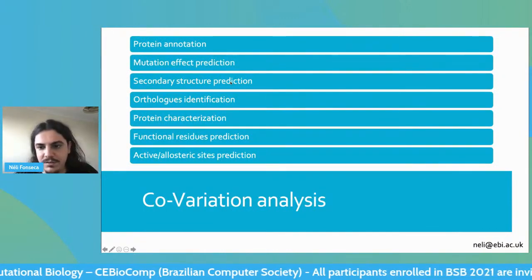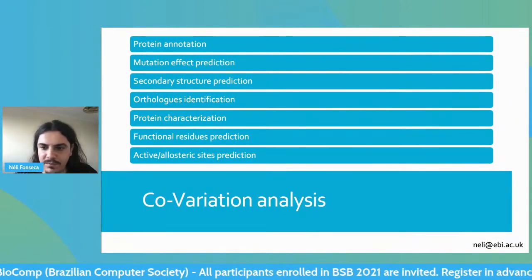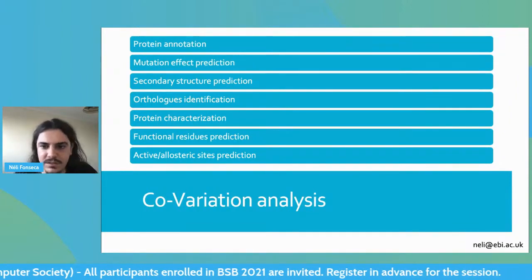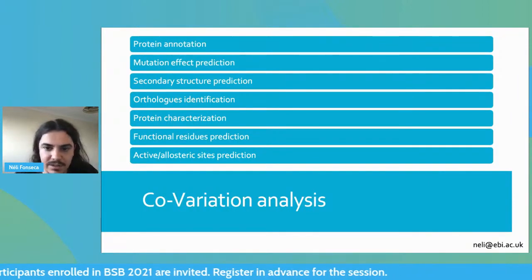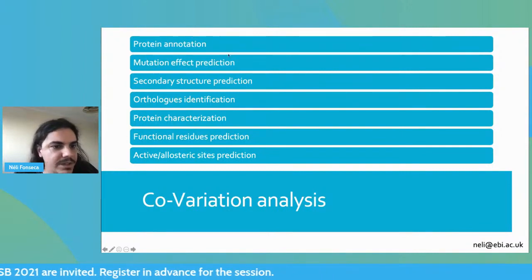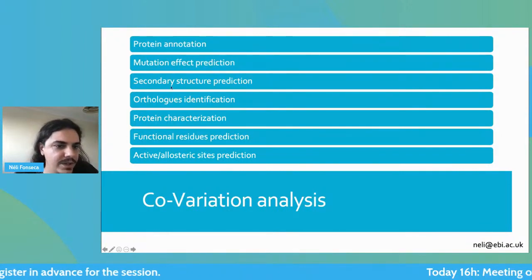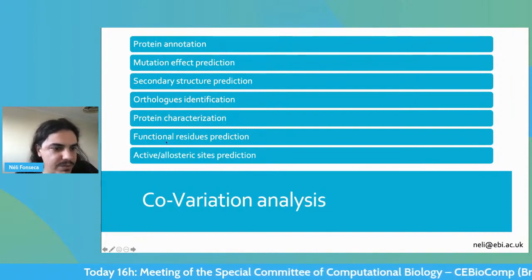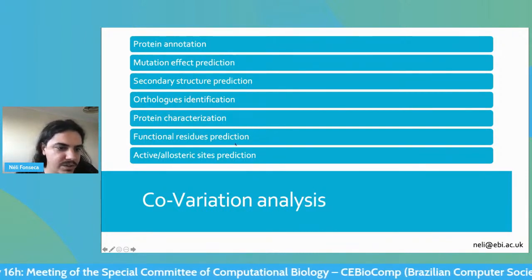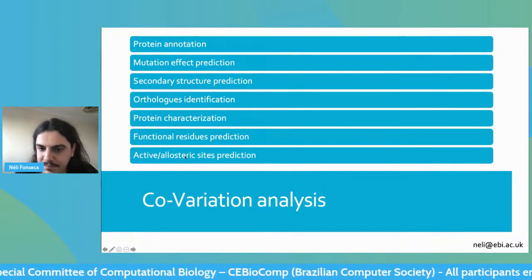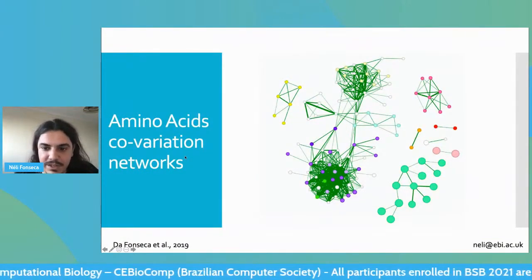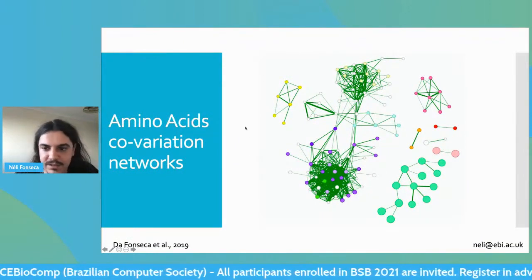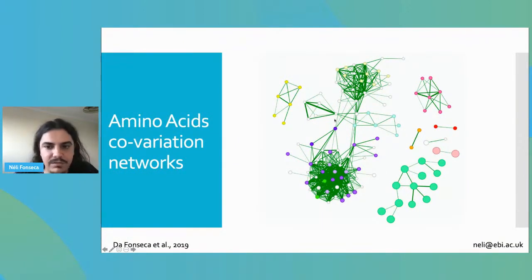Due to these characteristics, to find features related to specificities in alignments, covariation analysis can be applied in many problems like protein annotation, mutation effects prediction, determination of secondary structure, orthologous identification, protein characterization, functional residues prediction, and prediction of active and allosteric sites. And when we link each pair of residues by their tendency of co-occurrence, we have what's called the covariation networks, the amino acid covariation networks.